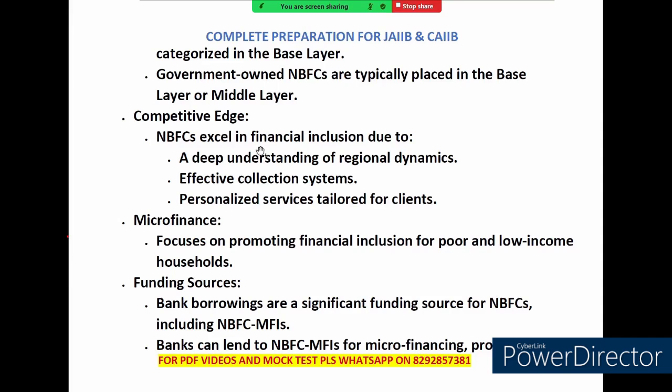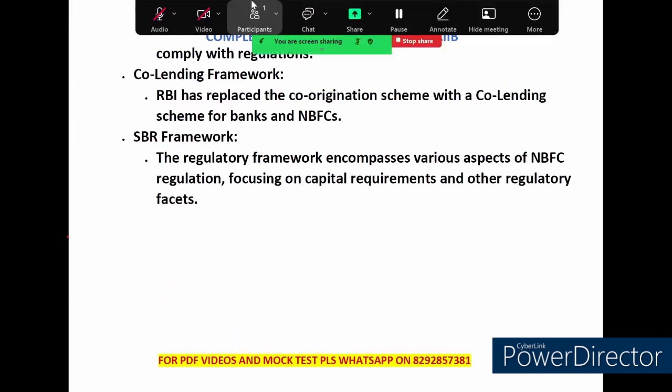If you talk about the funding source, the major source of funding for NBFCs is bank borrowing, including NBFC MFIs that engage in microfinance. If you talk about the co-lending arrangement, RBI has introduced a co-lending arrangement for banks and NBFCs, replacing the old co-origination scheme. This allows banks and NBFCs to jointly lend to customers, making credit more accessible.